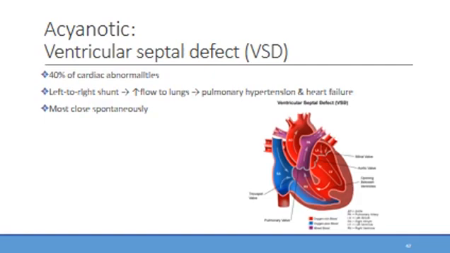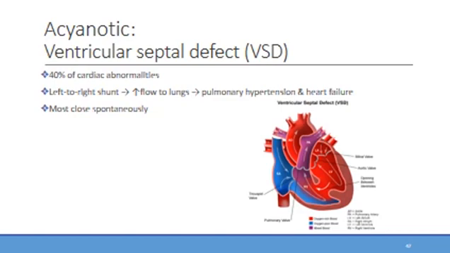When considering acyanotic congenital heart lesions, the ventricular septal defect, or VSD, is one of the commonest at 40% of cardiac abnormalities. In this case, there is a connection between the left and the right ventricle, with a shunt of blood from the left to the right, and therefore an increase of flow to the lungs via the pulmonary artery. This will lead to pulmonary hypertension that can subsequently lead to heart failure.